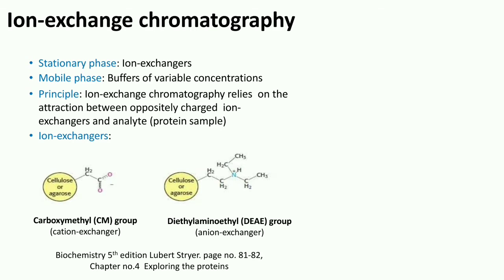This diethylaminoethyl group is also known as DEAE cellulose, as it has a positively charged group at pH 7 and it is an anion exchanger. Other examples include quaternary aminoethyl and quaternary ammonium exchangers. Methyl sulfonates and sulfopropyls are examples of negatively charged cation exchangers.